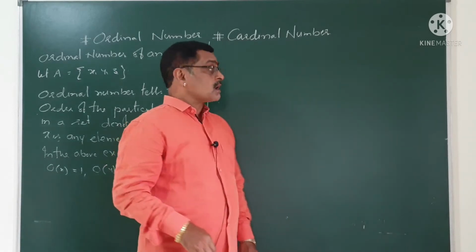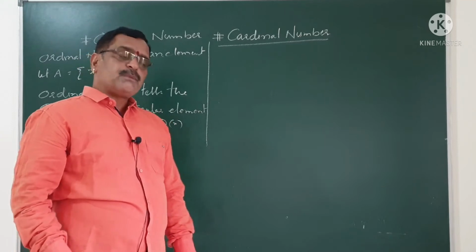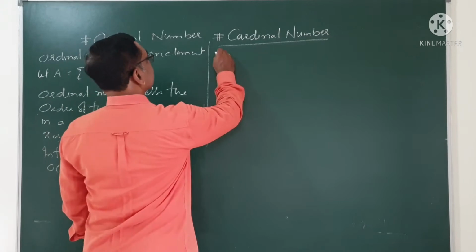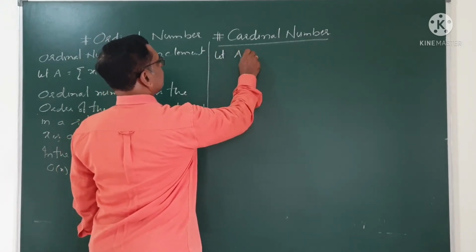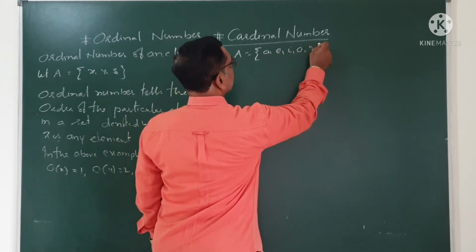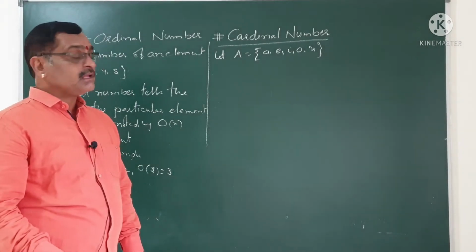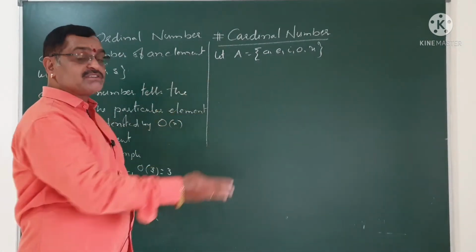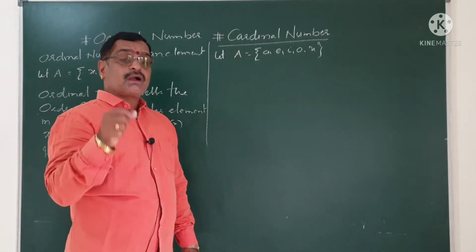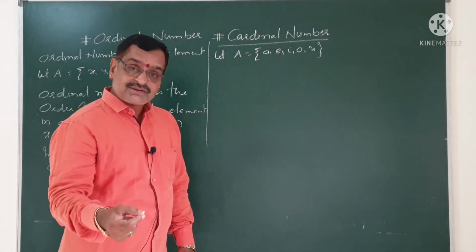Now come to cardinal number. Suppose I have a discrete set. Let A is equal to {a, e, i, o, u}, these alphabets. How many elements are there? 5 elements are there. And that 5 is called the cardinal number. Cardinal number means how many elements are there in that set.